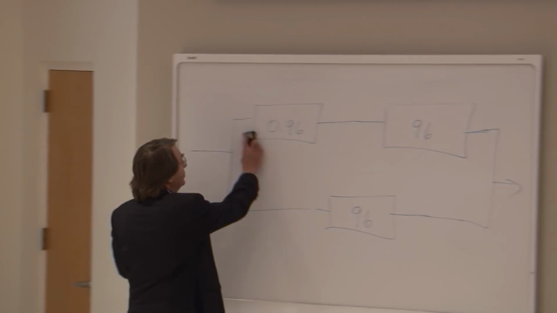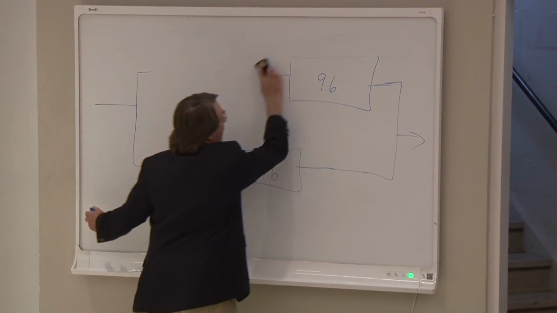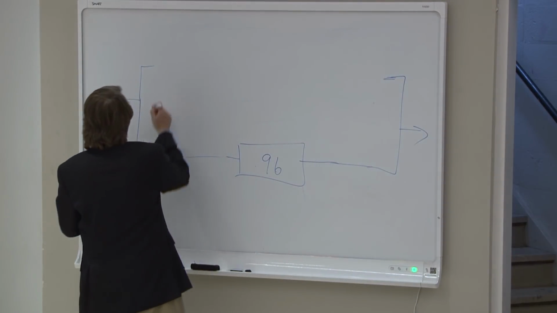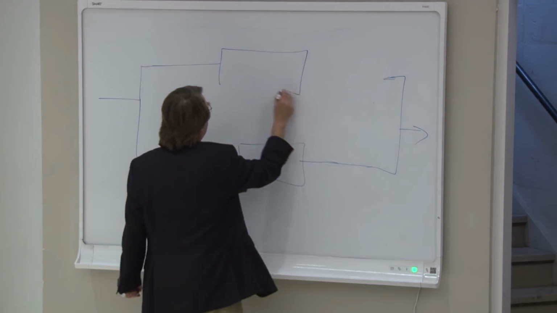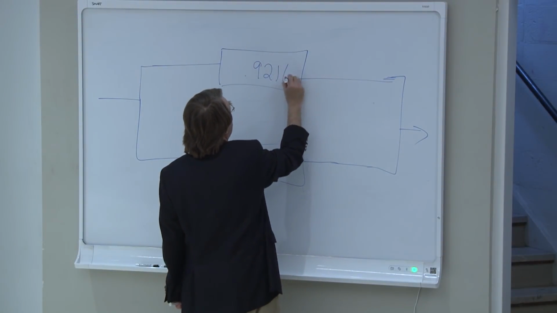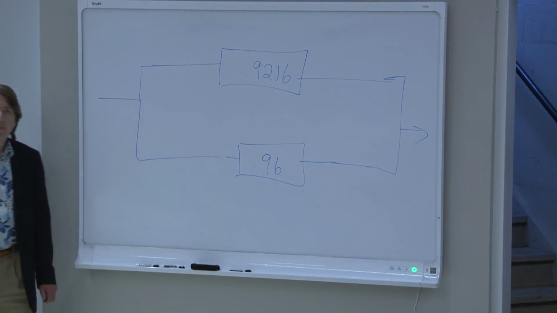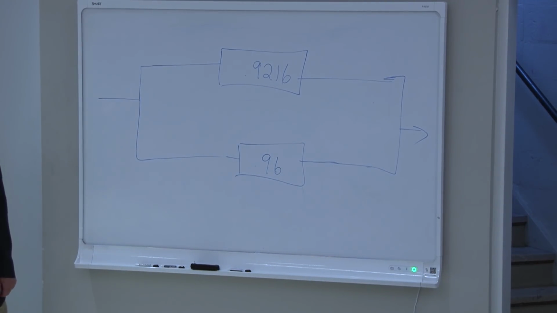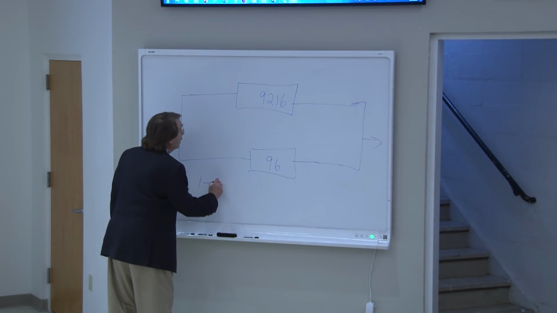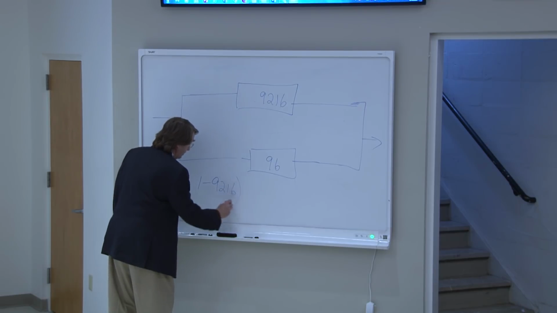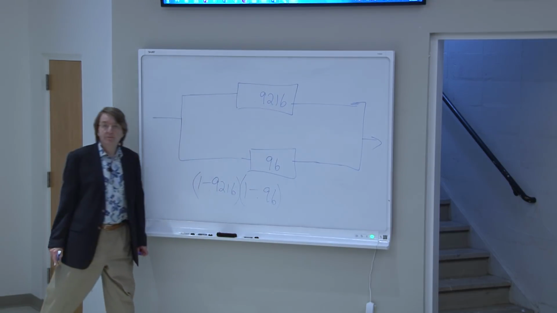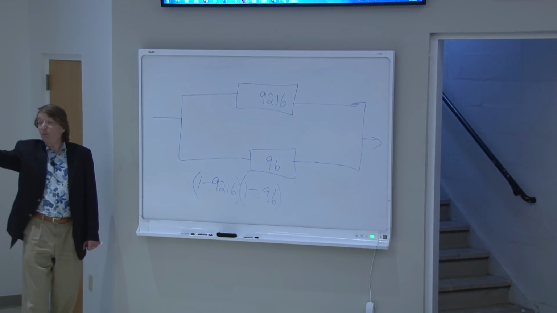So now, I think I made this too easy. We now have reduced this to 0.9216. Now, what's the probability of this not working? 1 minus 0.9216 times 1 minus the probability of 0.96. That's the probability of it not working.